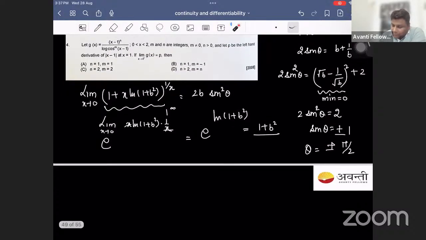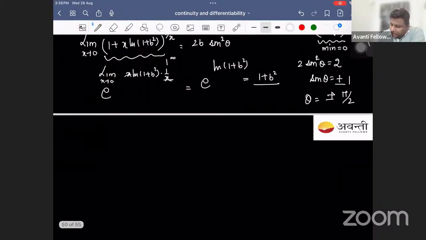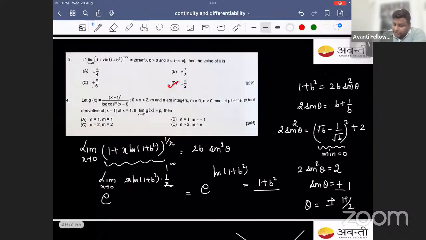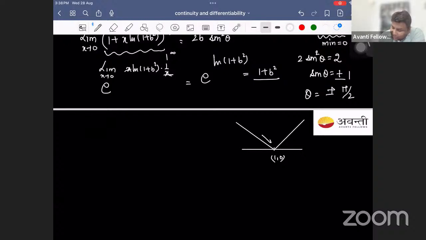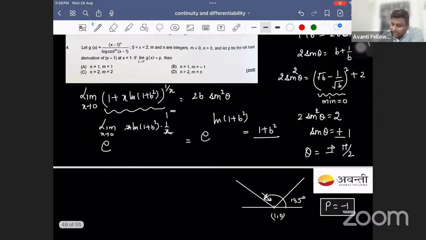Now, first of all, what is the value of p? Because they are saying p is the left-hand derivative of mod x minus 1 at x equals 1. If this is 1 comma 0, this is the graph of mod x minus 1. So mod x minus 1 to the left of 1, what is the slope of this line? Because the tangent is also going to be this line. This angle is going to be 135 degrees. So the value of p is tan 135, which is minus 1.